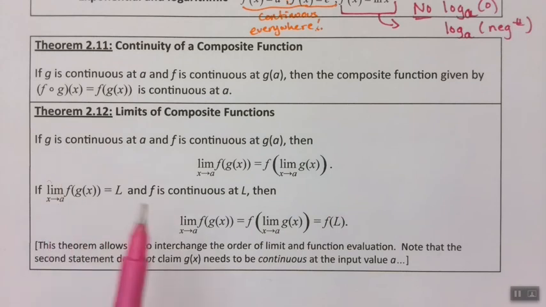All right, so let's use that. This theorem allows us to interchange the order of limit and function evaluation. Note that the second statement does not claim g of x needs to be continuous at the input value of a. Got it. So they're saying if you want the limit of f of g of x, then you could find the limit for g of x, not saying that it's continuous there, but it's just saying if you find the limit for it, then you could find f of that limit. All right, so we're going to use that to do the next problems.